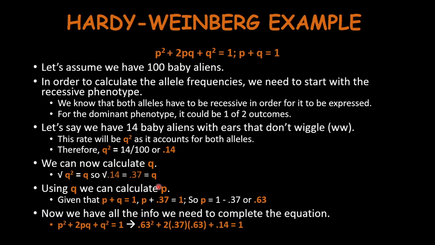So now that we know that Q is 0.37, we can use the other part that we know, the P plus Q equaling 1, to get our P value. And so 1 minus our Q, which is 1 minus 0.37, will give us the 0.63. And so now we actually have all the information we need to complete the equation, even though it might not feel like it.